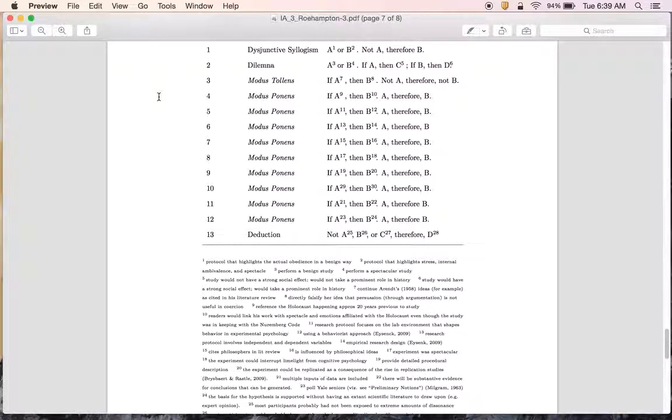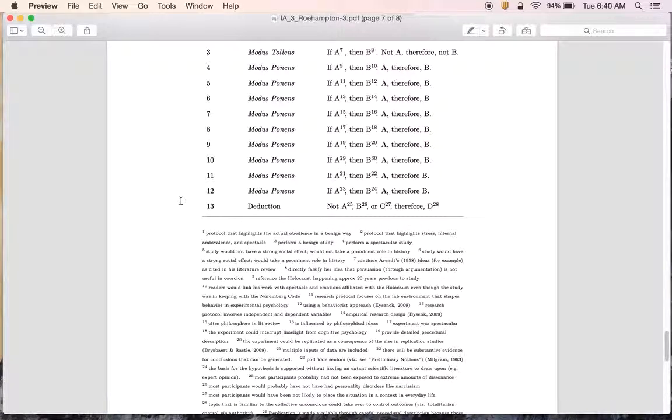Then in number 2, I make another point. In number 2, I pose a dilemma. In the benign versus the spectacle, we have different outcomes. If he chooses this route, then he gets C. If he chooses this route, he gets D. So let's look at what those are.